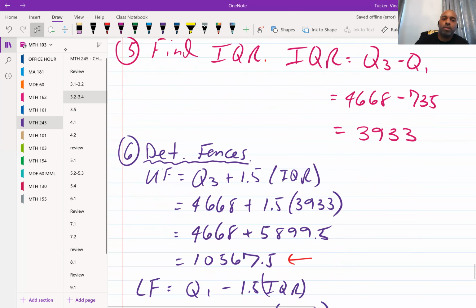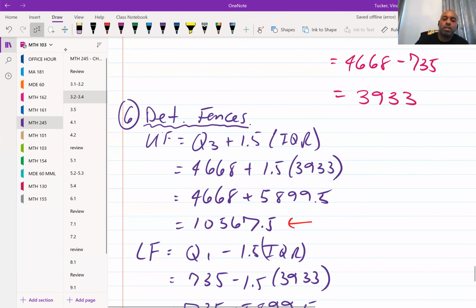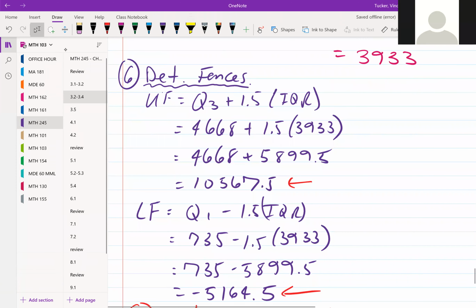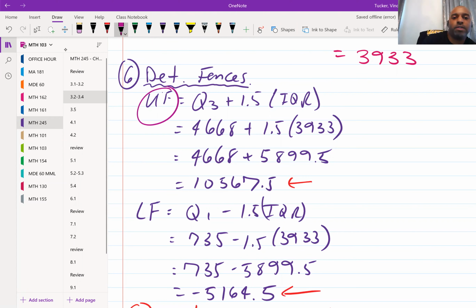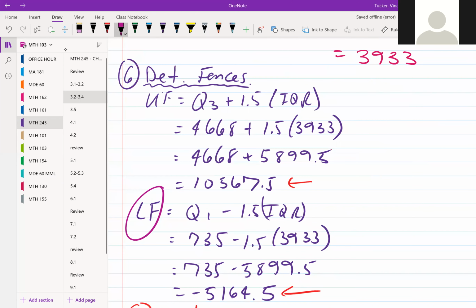Everybody done with IQR? Is that a U or F? What does that stand for? All right, let me make sure I'm with you. You're talking about right here? Yes. Upper fence, UF. Okay. So I just shorthand what we wrote up there earlier in our first steps, just upper fence. And then here, LF, lower fence.